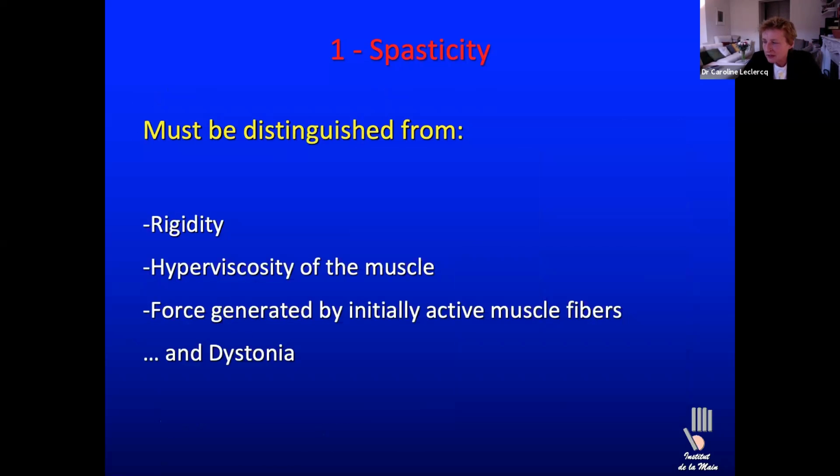However, there are many things that mimic spasticity, and we're not sure how to call them. I've put a certain number of names here, but some other people will call them with other names. There is rigidity, there is hyperviscosity, there is force generated by active muscle fibers, and sometimes it's quite difficult to make sure that we are indeed dealing with spasticity. And dystonia, we'll talk about that in a few minutes.